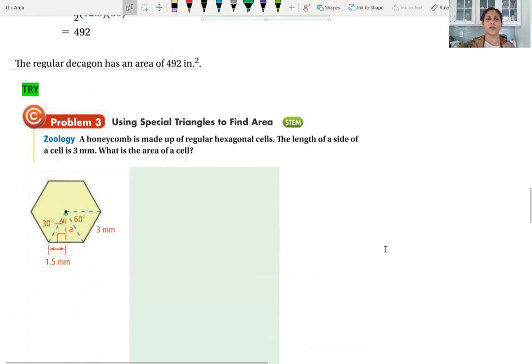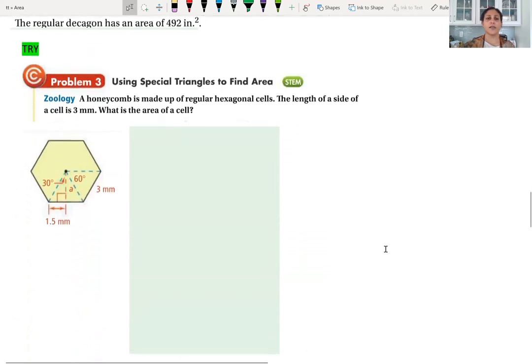All right, so now it becomes a little bit more difficult. Here we have a hexagon. A honeycomb is a hexagon, and the length of only one side is given. So you have to use all the information to find the apothem and find any missing dimensions that you might need. Now here we already know each side is 3 millimeters.